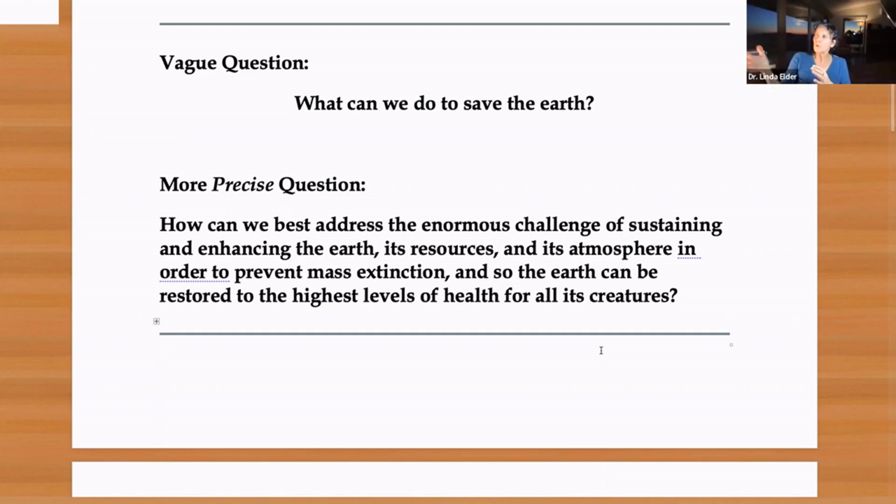And we see what's embedded in this question is the purpose. In order to, that's our purpose, to prevent mass extinction. And so the earth can be restored to the highest level of health for all its creatures. And there I do include humans. So do you see how we begin to unpack a question? We start with something vague. And now, what do you really mean by that? Now, if this is basically what we mean by this, then we have a lot of work to do.